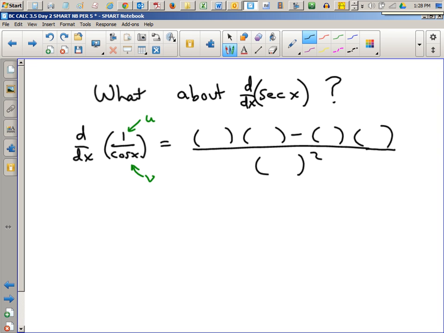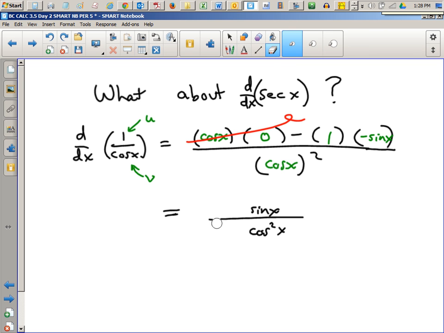Make it fill in the blank. Plug in the objects. Low, that's the bottom function. D high, what's the derivative of 1? 0. Minus high, that's 1. D low, what's the derivative of cosine? Negative sine x. Some of you aren't too confident with that one yet. And cos x on the bottom. Okay, we get, this term just vanishes, doesn't matter. So we just have sine x on top and cosine squared x on the bottom.